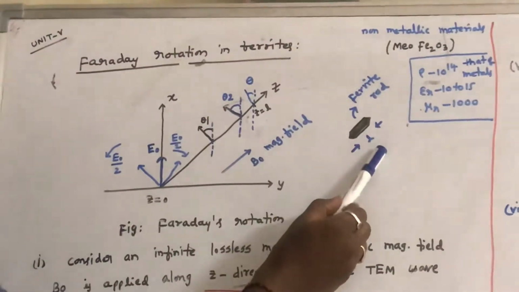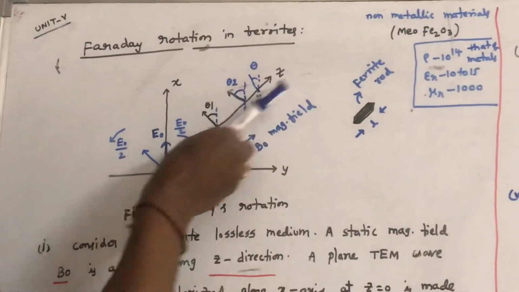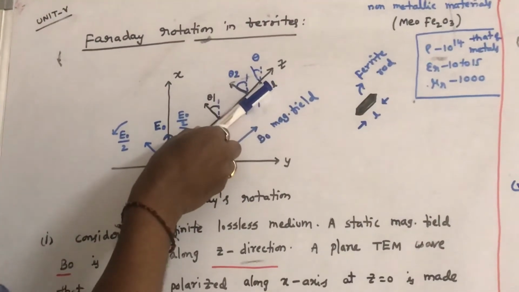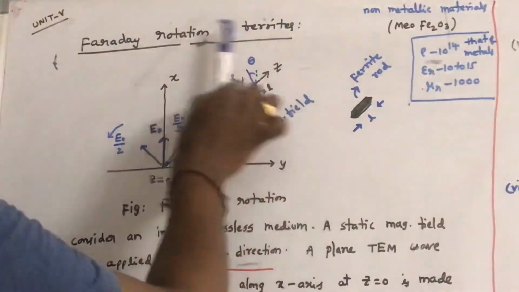Consider a ferrite rod of length L. This ferrite rod of length L is placed along the z axis like this. Assume that the wave is propagating in the z direction. So this is about this diagram.